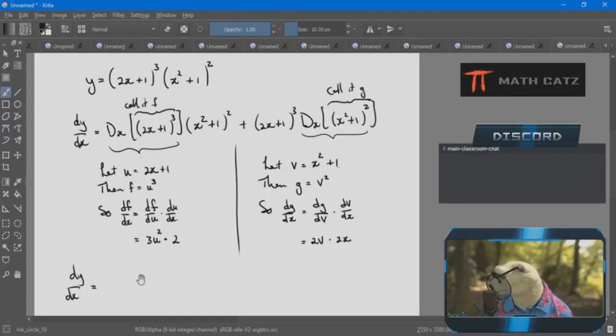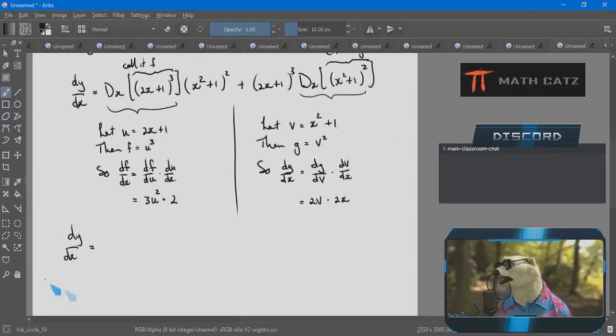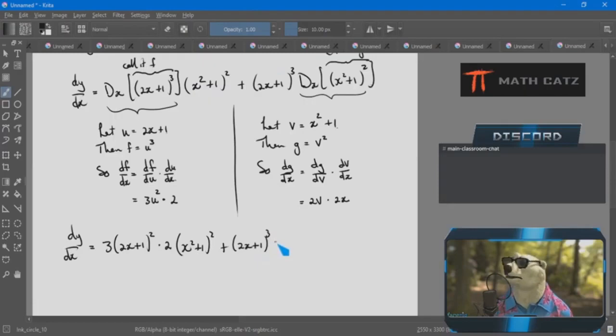So now I am ready to say, well, the derivative that I was actually looking for is 3 times (2x plus 1) squared times 2 times this bracket, (x squared plus 1) squared, plus this bracket over here didn't change, (2x plus 1) cubed. The derivative now is 2v, and v is x squared plus 1, times 2x. Look how long this thing is.